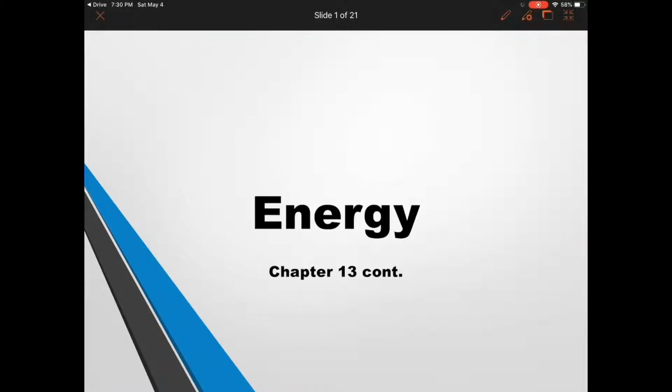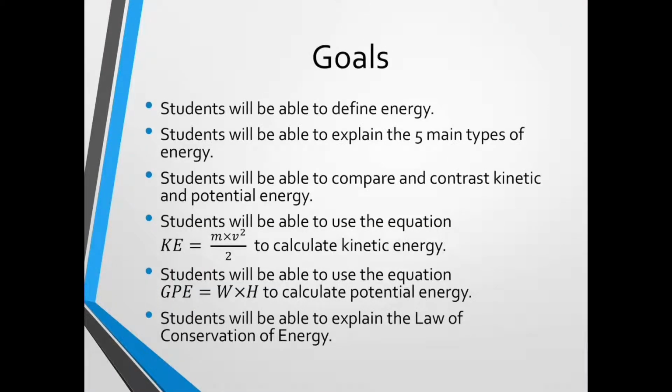In this video, we are going to be learning about energy. By the end of the video, you should be able to define energy, explain the 5 main types of energy, compare and contrast kinetic and potential energy, use the equation KE equals m times v squared divided by 2 to calculate kinetic energy, use the equation GPE equals weight times height to calculate potential energy, and be able to explain the law of conservation of energy.